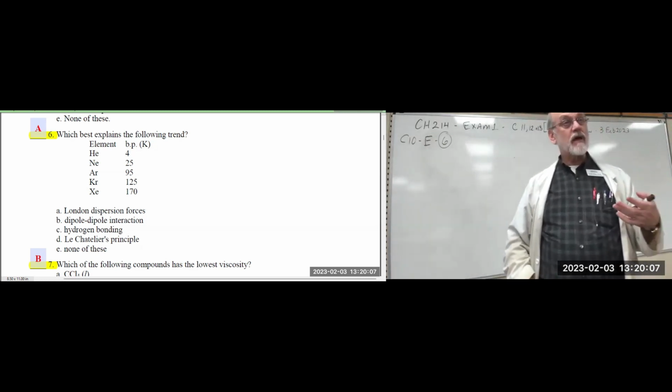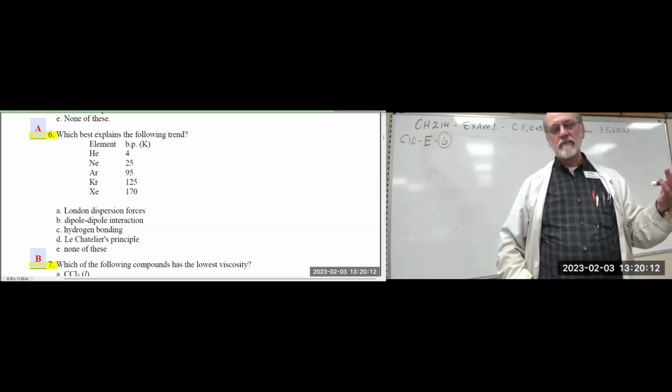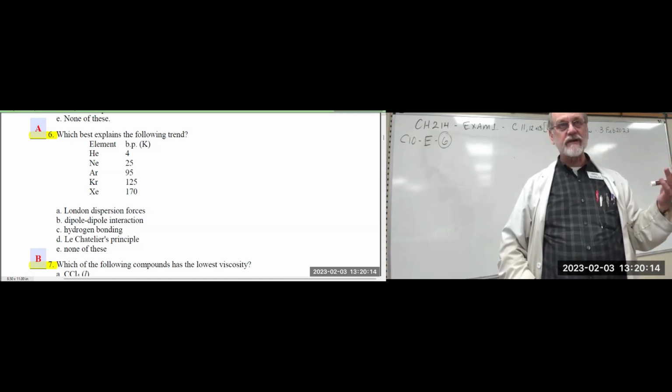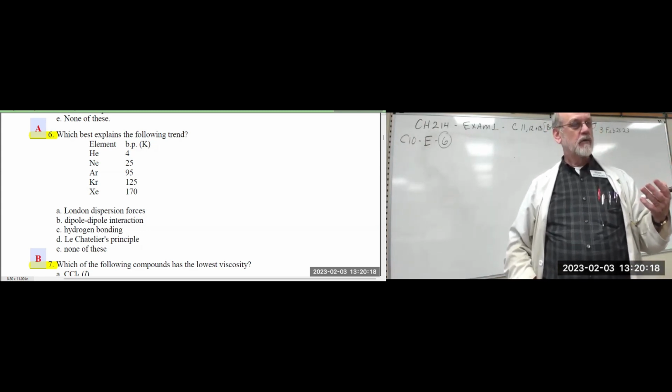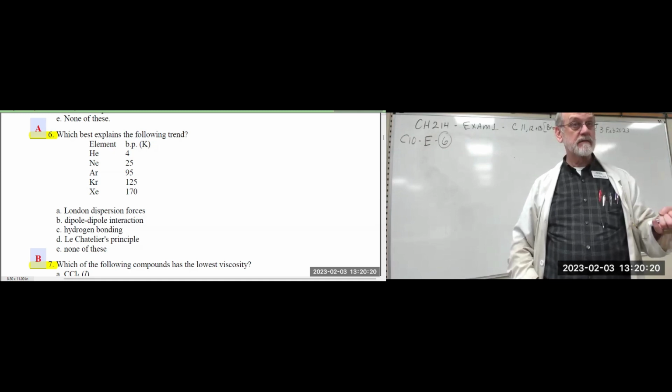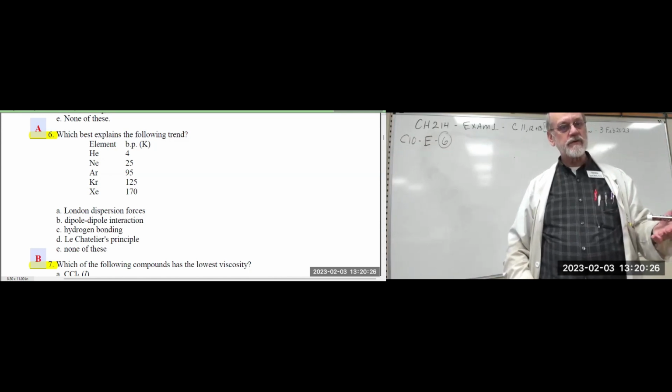But the atom itself is neutral. So we can't blame it on any addition or subtraction of electrons. So what do we have left? We can't have polarity. We don't have ions. We don't have polarity. The only thing left is London dispersion forces.